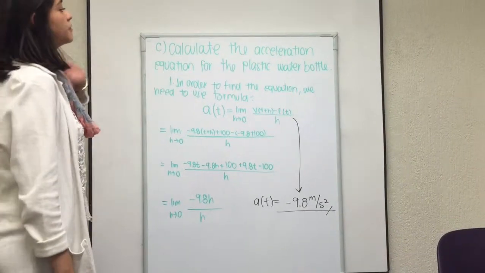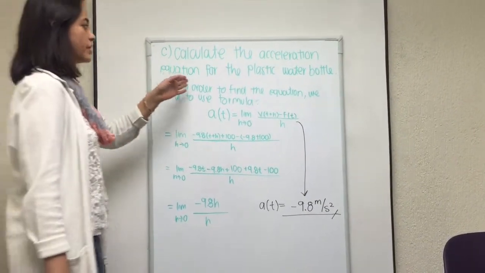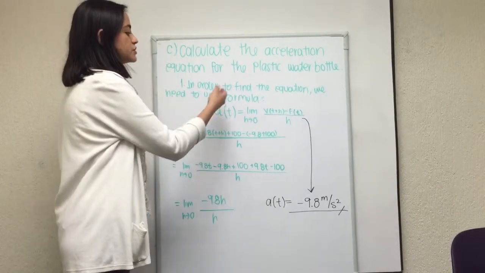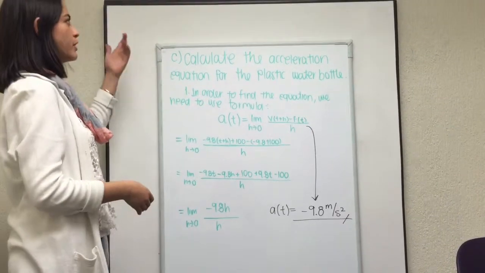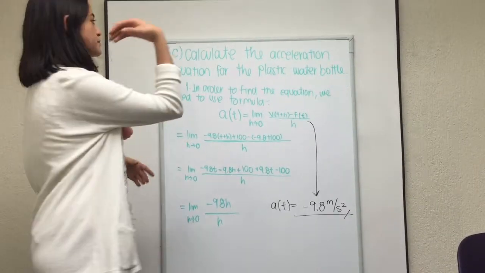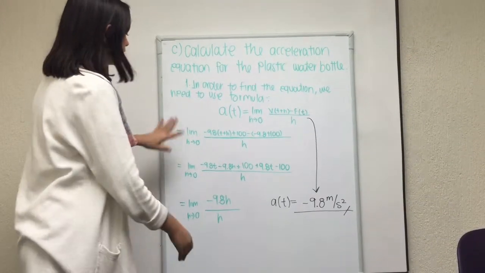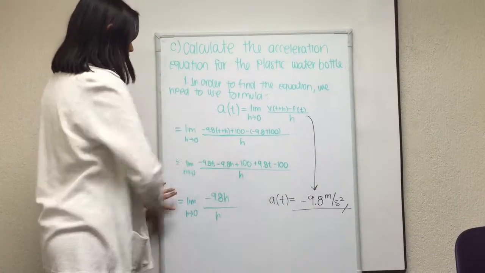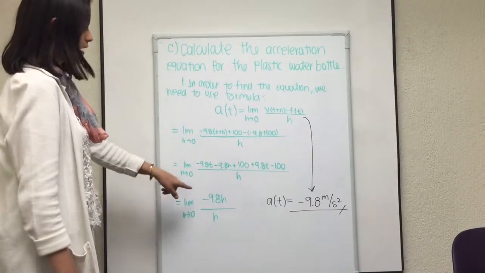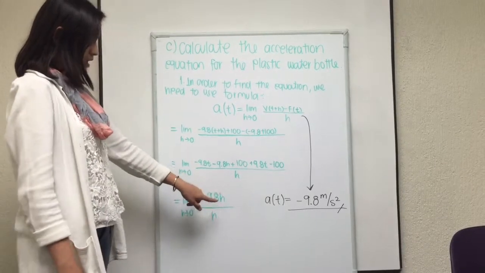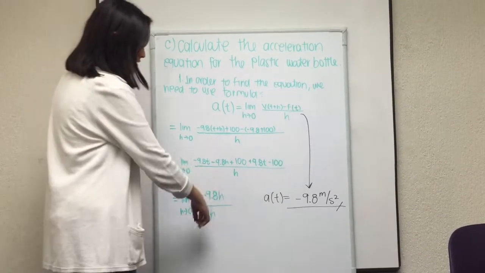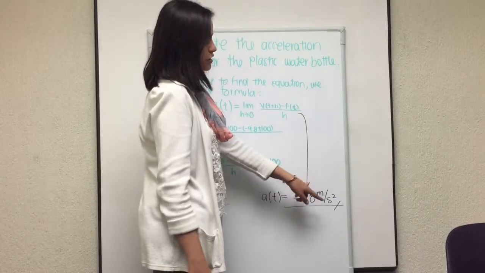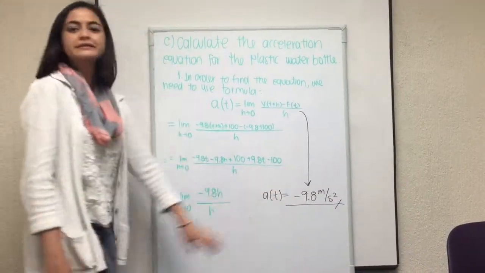In subsection C, we have to calculate the acceleration equation for the plastic water bottle. So we have this formula, and we have to substitute with the values that we got in the formula of subsection B. So we got this with the substitution of the values, and then we solved the equation, and we got a result like minus 9.8 h over h. So we simplify this, and we have minus 9.8 meters per second squared as a result.